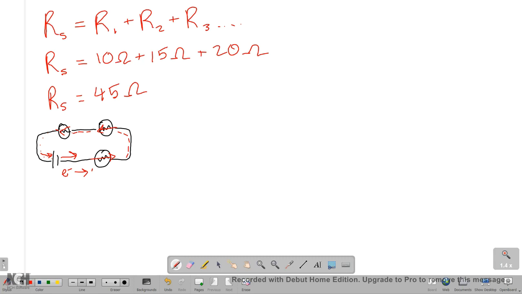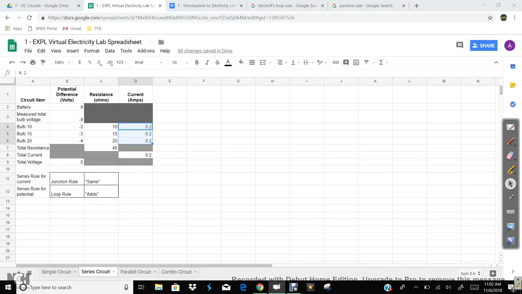It's always the same. So that's why we have this down here. The series rule for current is the junction rule, which means that it's going to be the same. So the total current over here is going to be equal to the current at any point in a series circuit. Does not matter where you measure it, it will always be the same as the total.